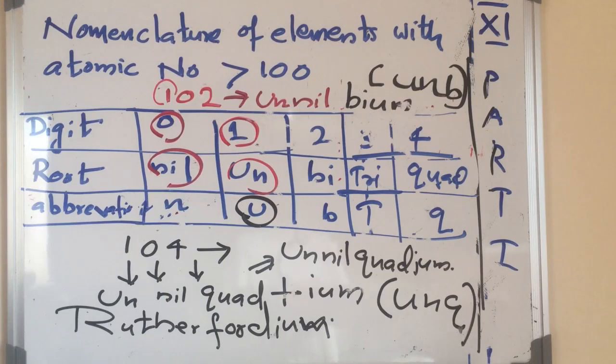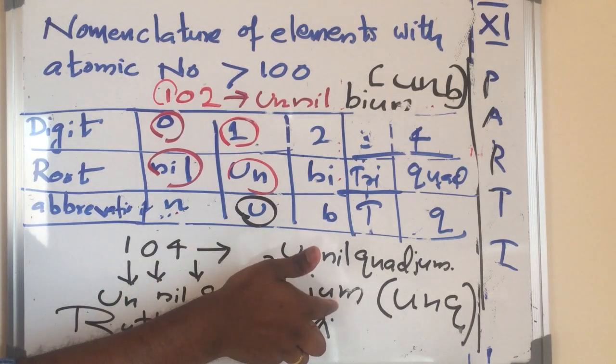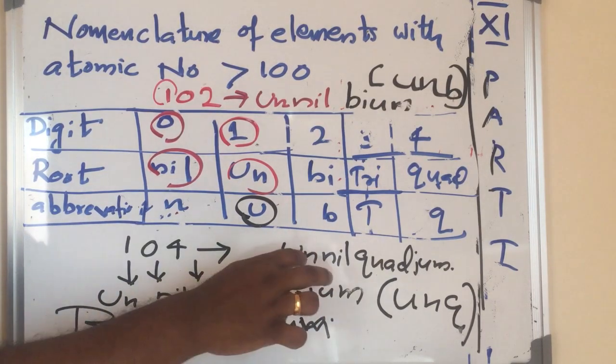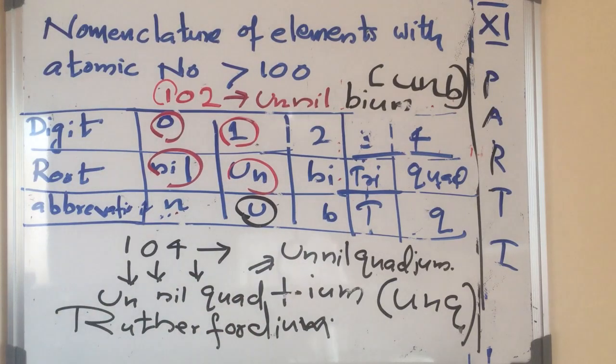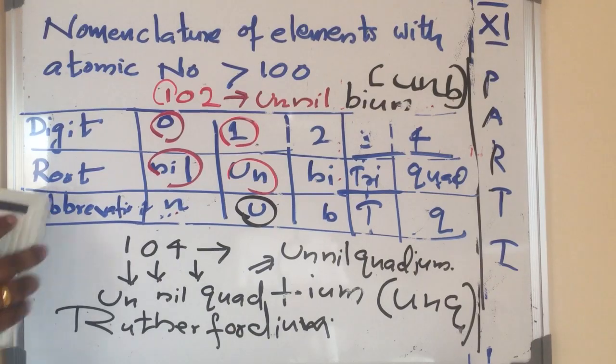So two names are used. One is related to some scientists' names or some countries. The second one is based on some rules. This name is called the recommended name of IUPAC, the IUPAC name. Okay, I think I will give one more example. The remaining you can write as homework. It's not difficult.